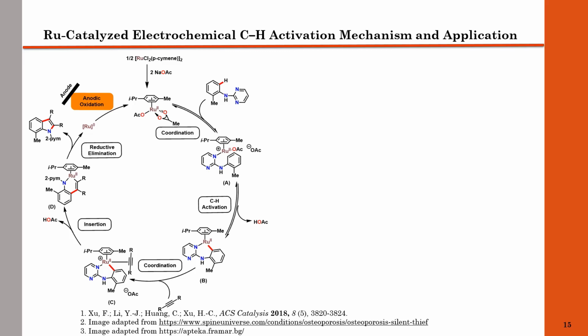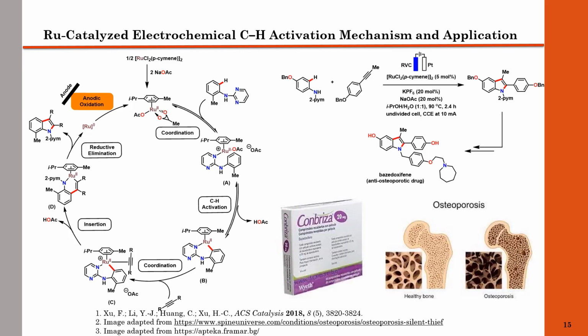In this step, the ruthenium 2 species is reduced to ruthenium 0. Then we can oxidize this ruthenium 0 species up into ruthenium 2 to continue our catalyst cycle. This can actually be done using anodic oxidation. So this is the place where we are using electrochemistry to access this inert C-H bond, and they have applied this strategy to synthesize a drug molecule.